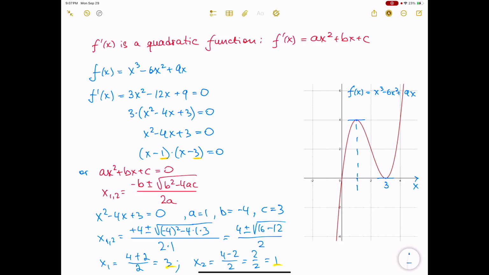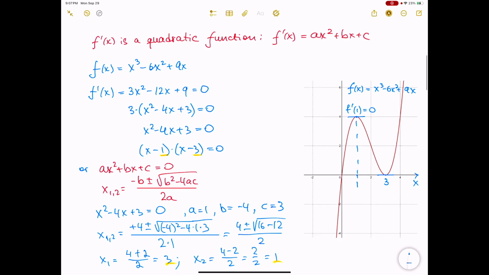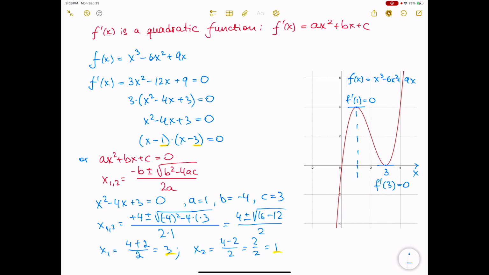On the graph, we can clearly see that the slope of the tangent line evaluated at x equals 1 is equal to 0, and so is the slope of the tangent line at x equals 3. We have the peak at x equals 1 and the valley at x equals 3.